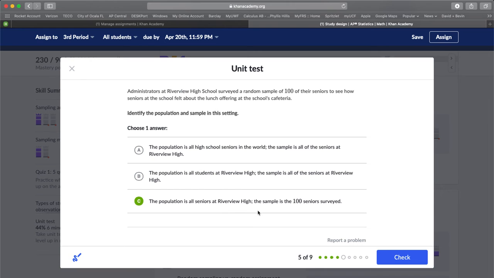So this would be the correct answer. Population is only the seniors, or all seniors at Riverview High, and the sample is just those 100 particular seniors surveyed.